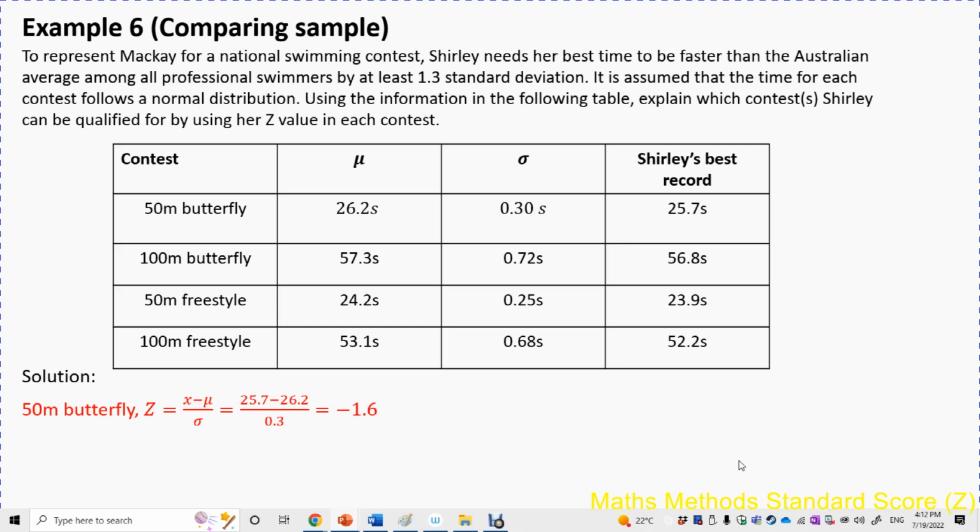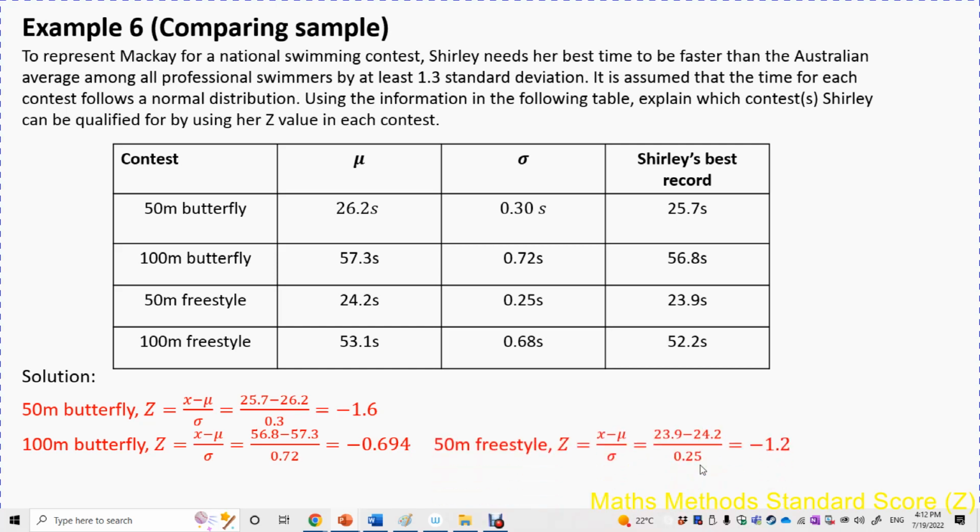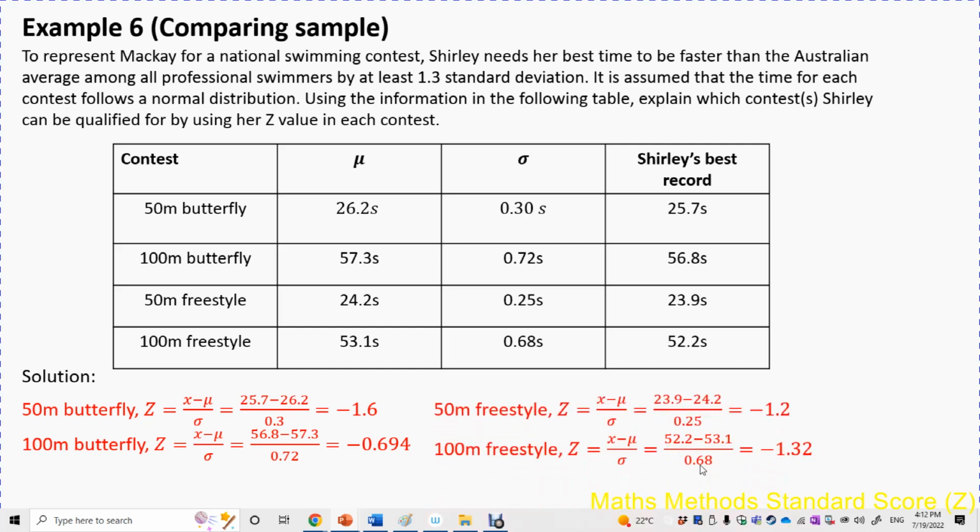Okay, if you've done your results, let's get all the z-scores and you can see it seems like 50-meter butterfly minus 1.6, 50-meter freestyle minus 1.2, and 100-meter z-score minus 1.32.